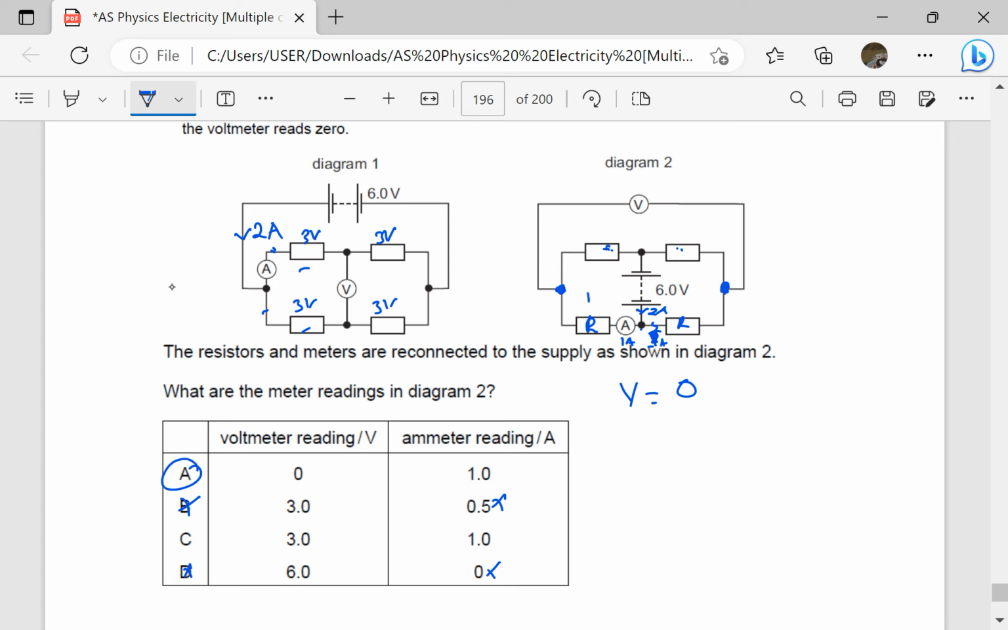The potential here is going to be 1 ampere times R. The potential here will also be 1 ampere times R. That means the potential difference is 1R minus 1R, which will be 0. So the answer is going to be A.